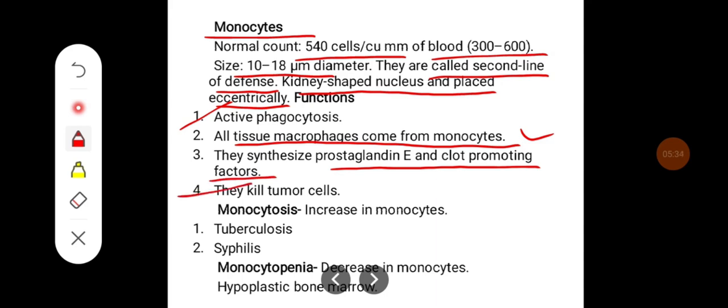They kill tumor cells. Monocytosis is a condition where there is increase in the monocyte count. It can occur in tuberculosis or syphilis. And monocytopenia is a condition where there is a decrease in the monocyte count. It can happen in hypoplastic bone marrow.